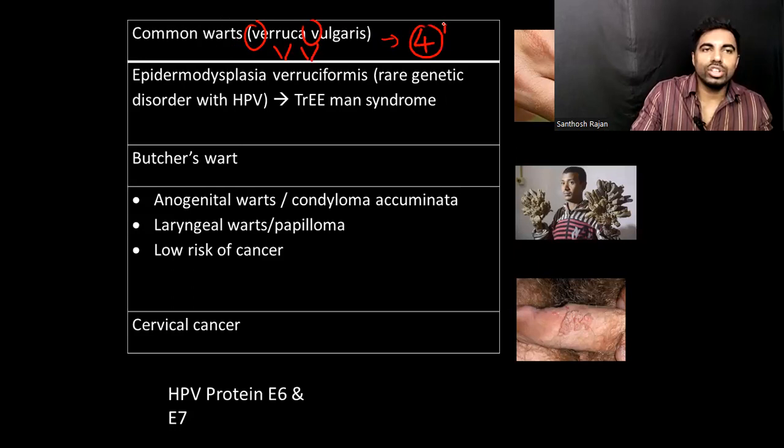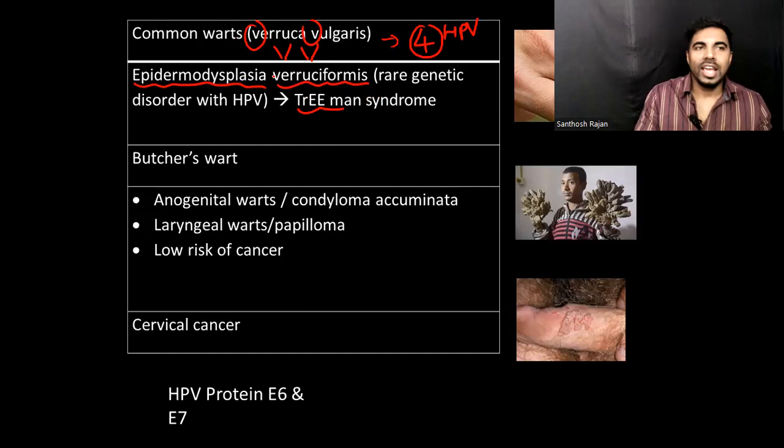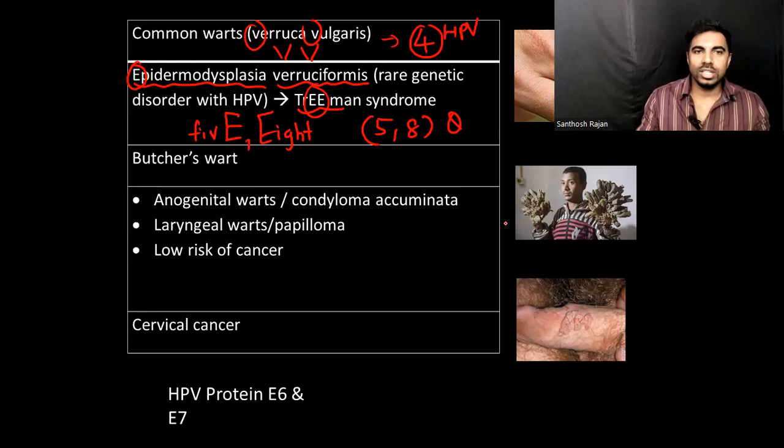Dusra hai epidermodysplasia verruciformis. Usually they ask epidermodysplasia verruciformis. Aise question aayega, to E, sare E, so kya ho gaya aapko? 5 and 8, HPV 5 and HPV 8 is the one causing. Question. Not much else, but they can ask. This is a common wart you're seeing here. This is the condyloma acuminata, the genital wart which we talked about now. So condyloma acuminata or laryngeal papilloma, dono common which one?